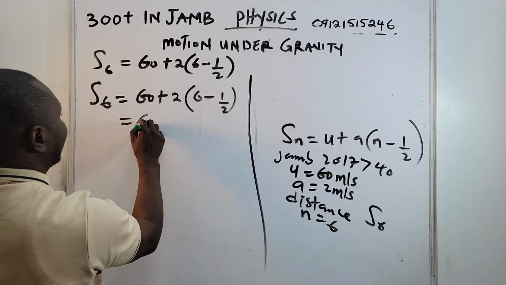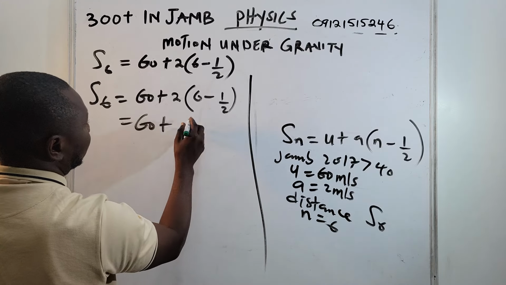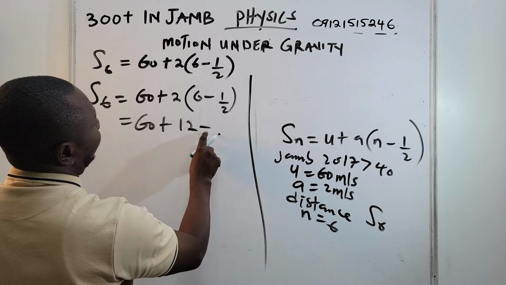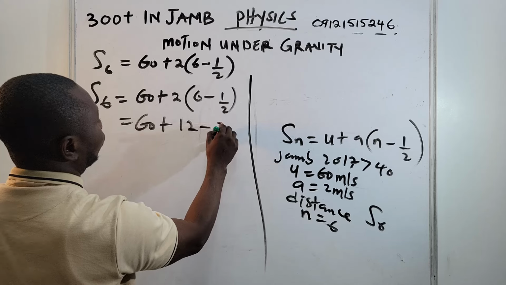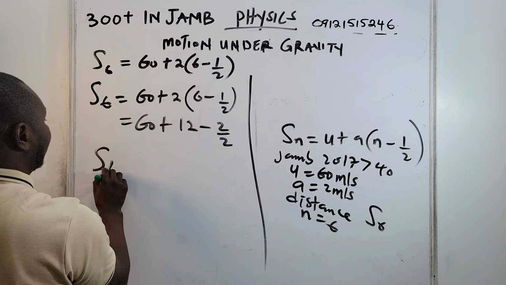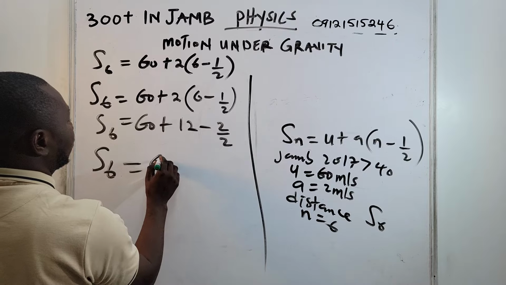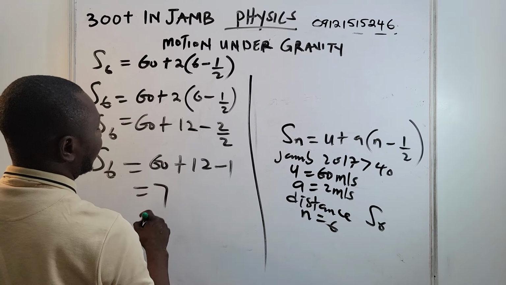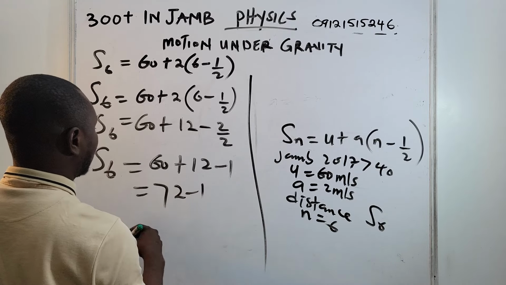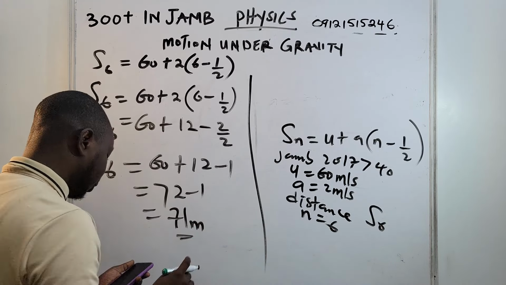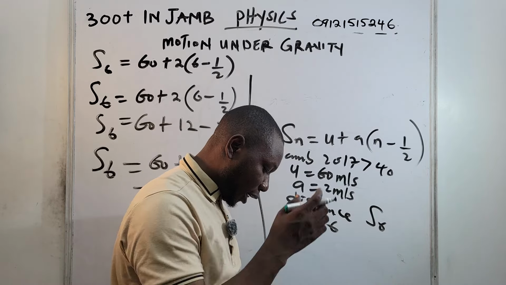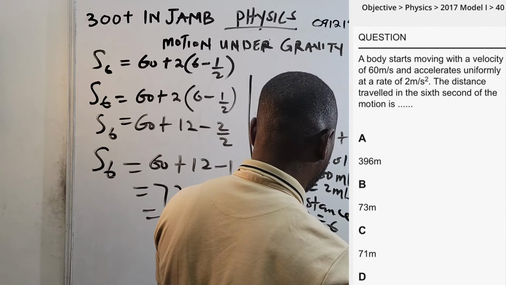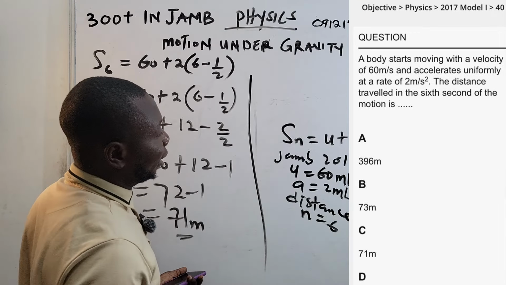So x6 is 60 plus 2 bracket 6 minus 1 over 2. If I open the bracket, I have 60 plus 2 times 6, which is 12, minus 2 times 1 over 2. So x subscript 6 is 60 plus 12 minus 1. That gives me 72 minus 1, which is 71 meters. If you check the options, the answer is C. Yes, the answer is C, 71 meters.